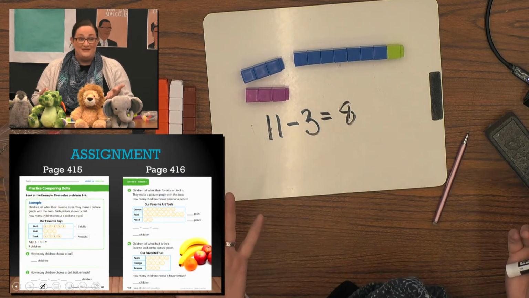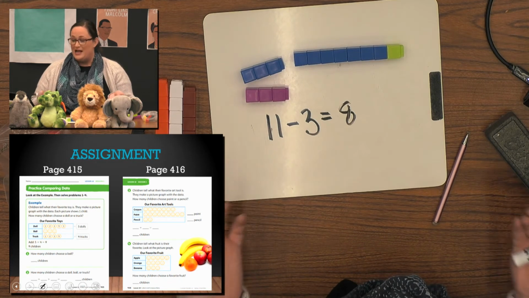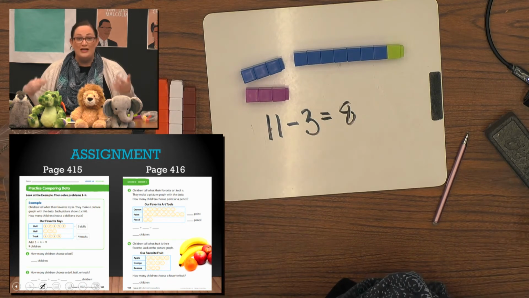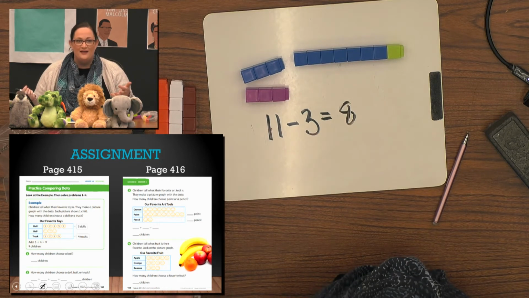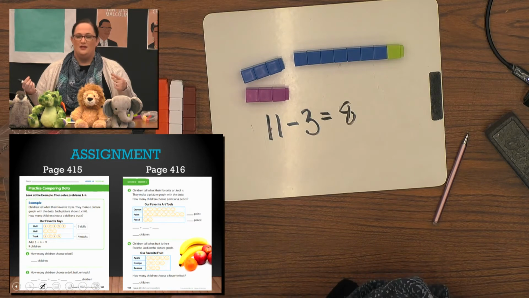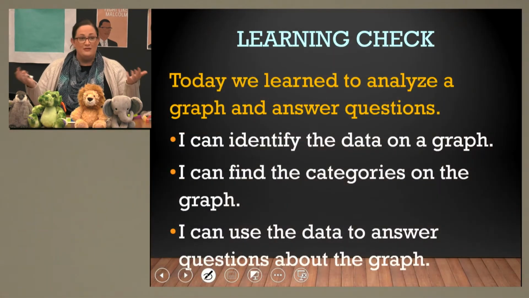Today, your assignment is to do page 415 and 416. You're gonna be looking at graphs, looking at the information, and answering questions about it. You think you can do it? I know you can do it. They can do it. All right, Mr. Kevin, tell them, how can they reach us here? Oh, no, not yet, sorry.